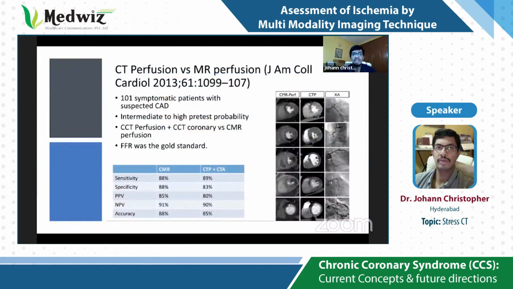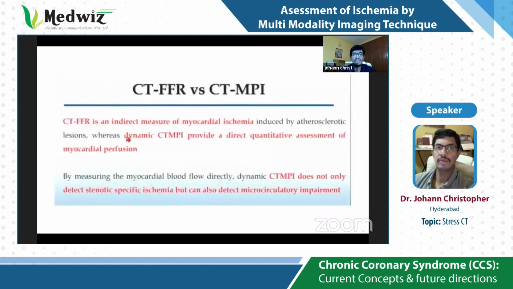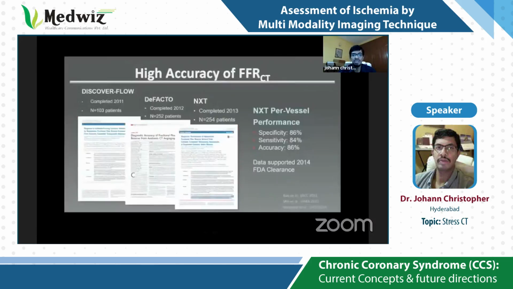The data, again, is fairly robust in that CMR and CT perfusion are very similar. They are non-inferior technologies, but I believe the real rival is CT FFR. And CT FFR, as we know, is an indirect measure of myocardial ischemia, but CT perfusion is a direct measure of perfusion. And what is more important is you get to know the microcirculatory perfusion in CT perfusion. FFR is the more famous brother.